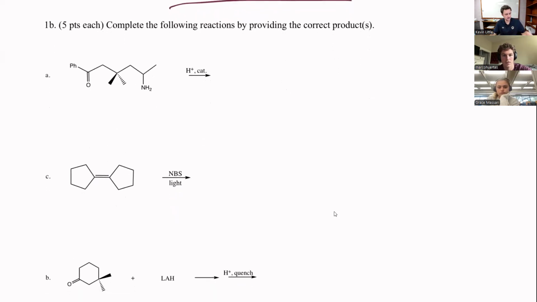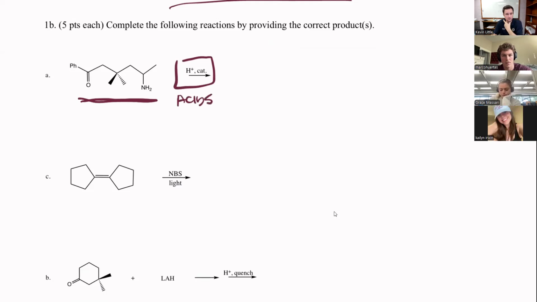So this is Dr. Curley's exam from last year. This is the guy that taught this exact class last year. We start off with a little bit of a tricky one. This is what we're given with H plus cat. This is his notation; H plus cat is how he would write acids, just a general acid. I would typically write H2SO4, or maybe H3O plus, because H plus cat is not something you can get out of a jar.